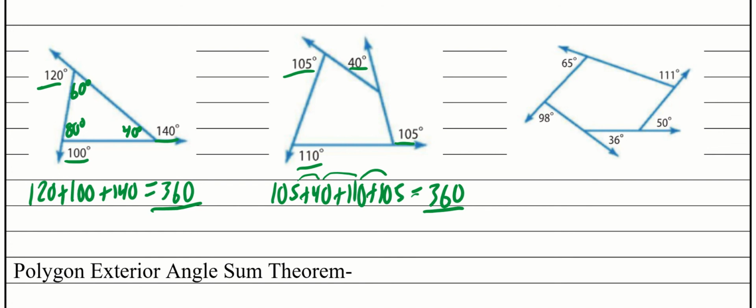And now let's check this last one here. These ones are a little bit tougher because they're not as round of numbers, but we have 65, 98, 36, 50, and 111. So I'll go ahead here, 65 plus 98, plus 36, plus 50, and plus 111. So I'm just seeing what they all add up to. Again, I could type this into a calculator. I'll save you the time on this one. This is also going to come out to be 360.